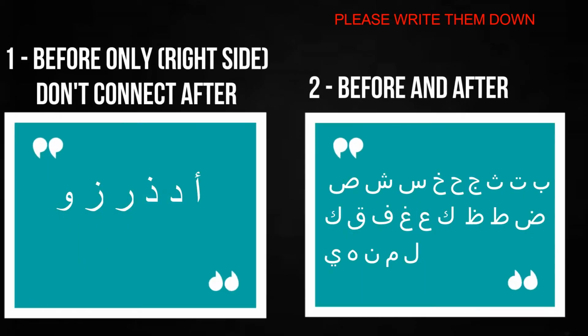We're going to put all the letters in 2 different groups. Group number 1 are the letters that don't connect to the letters after them. Group number 2 are letters that connect to the letters after them, because they always connect before, right? Please keep in mind Arabic is from right to left, and the letters are always connected from the right side. But what about the left side? Well, this is what we are going to discuss right now.